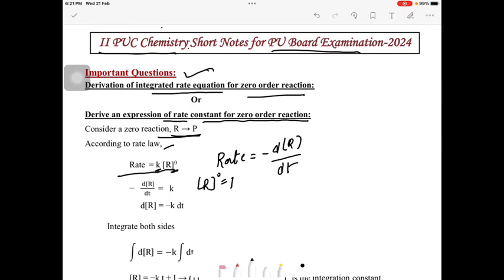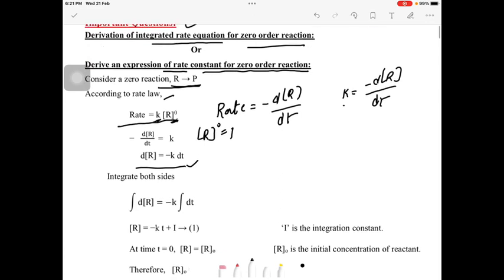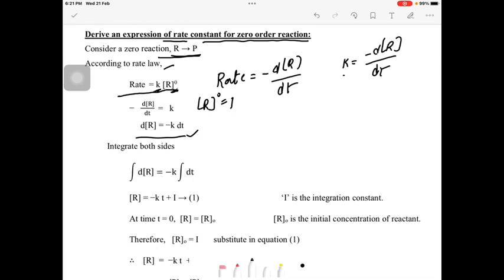When you substitute this, we'll get k is equal to minus d[R]/dt. When you rearrange this equation, we'll get d[R] is equal to minus k into dt. For this, integrate both sides. Then we'll get integration d[R] is equal to minus k into integration dt. So here integration and differentiation will get cancelled. Then [R] is equal to minus kt plus I. Here I is the integration constant.